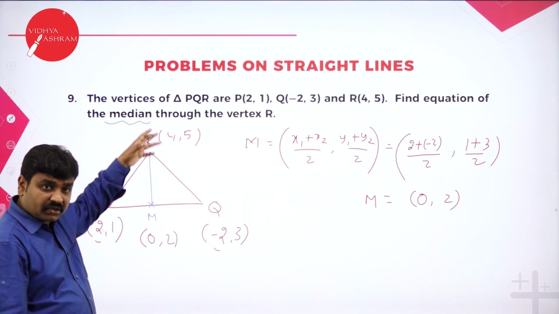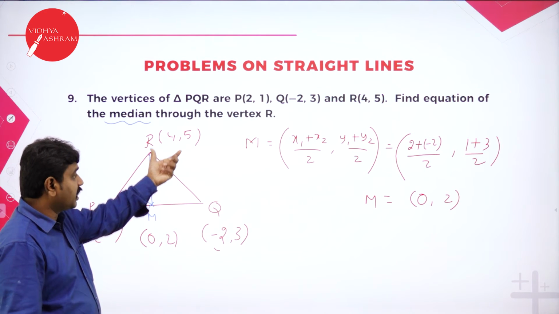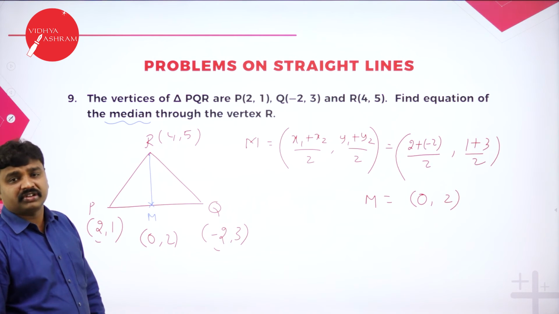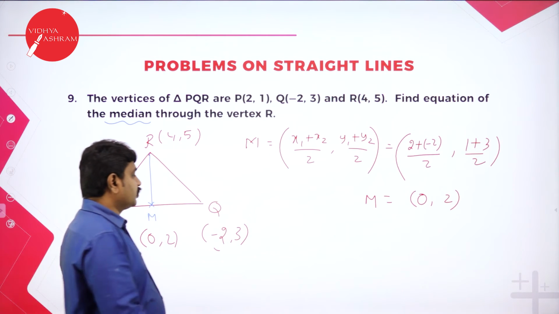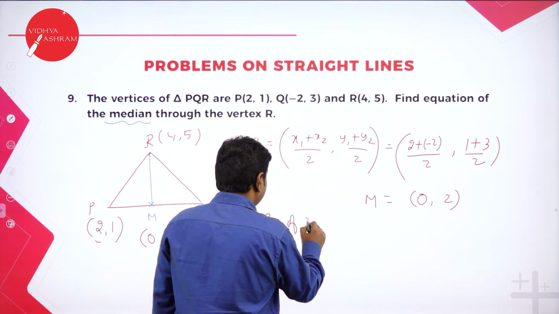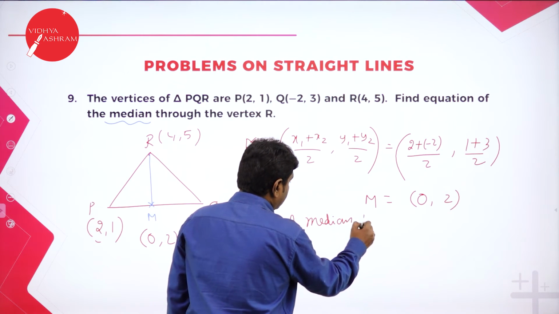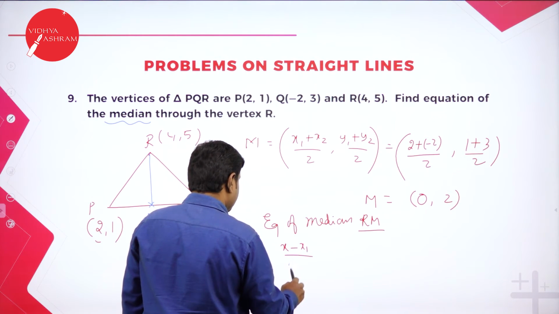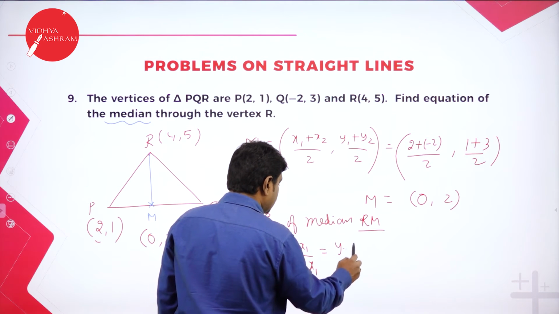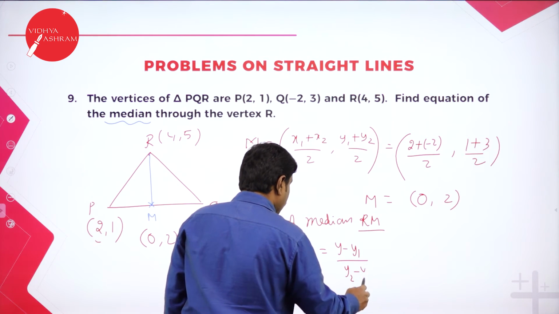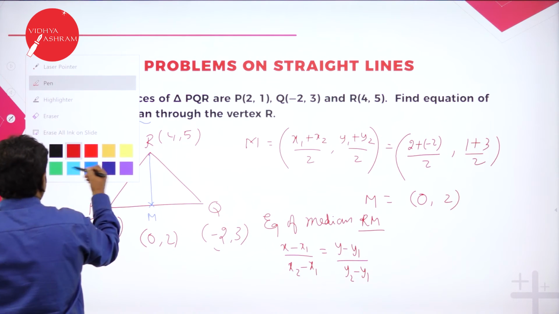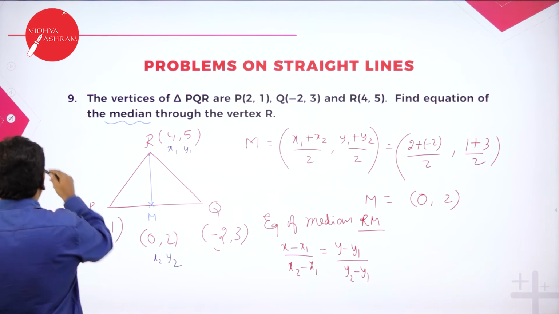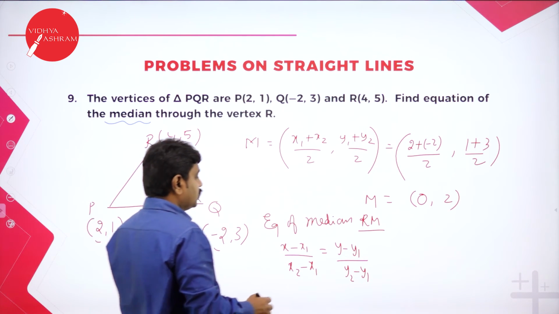Now they want you to find the equation of the median. So the median RM is made up of 2 points. You can use the 2-point form. What is the 2-point form? (x minus x1)/(x2 minus x1) equals (y minus y1)/(y2 minus y1). So the equation of median RM, or the median through R, using the 2-point formula. Here this is x1, y1, and this is x2, y2. Substitute them.